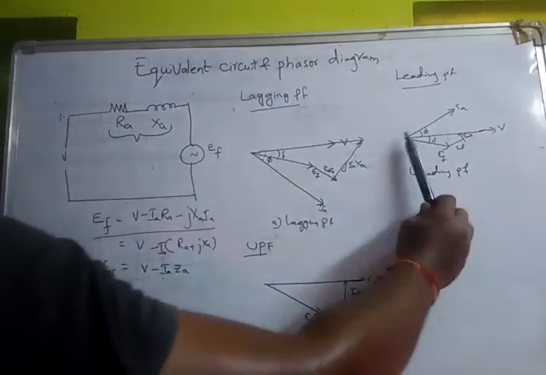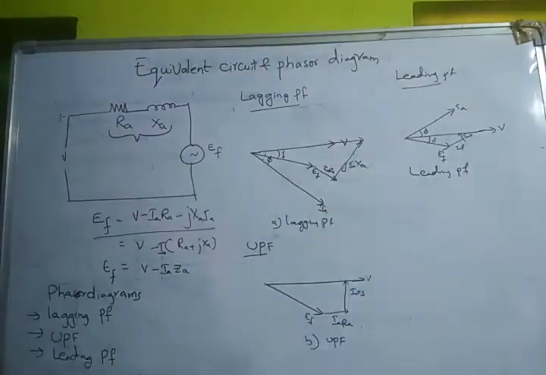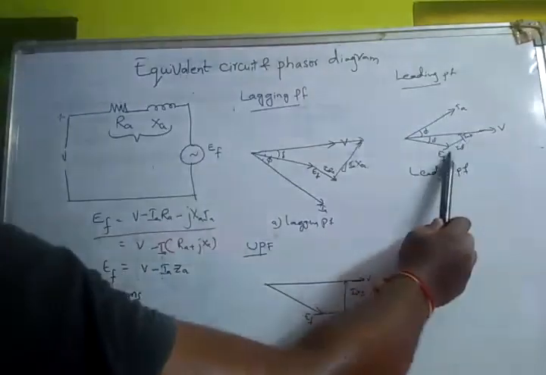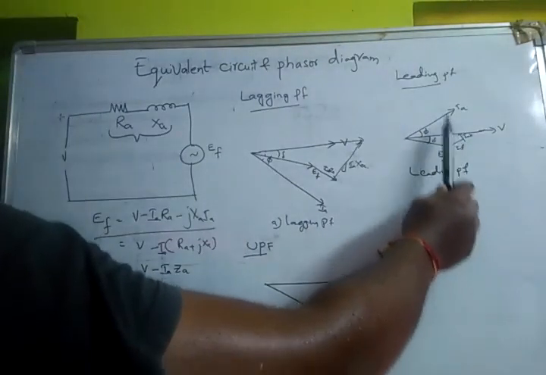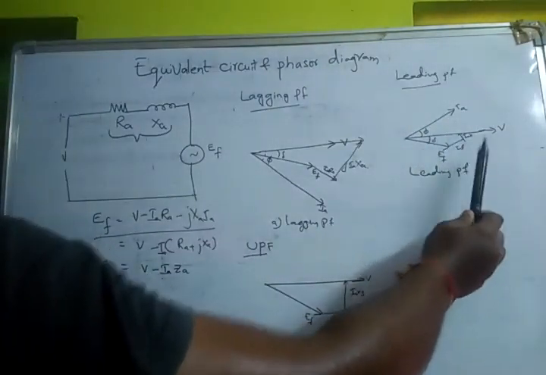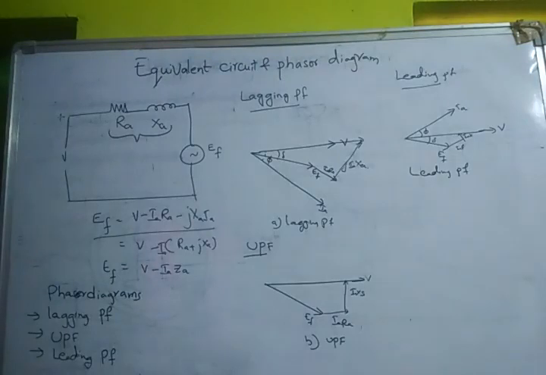Similarly, in leading power factor, current leads the voltage by an angle phi. So here the IA RA direction is the same as that of IA. So V is equal to E plus IA RA plus j IA XS. So this is the phasor diagram, and the equivalent circuit is also similar to the alternator circuit.